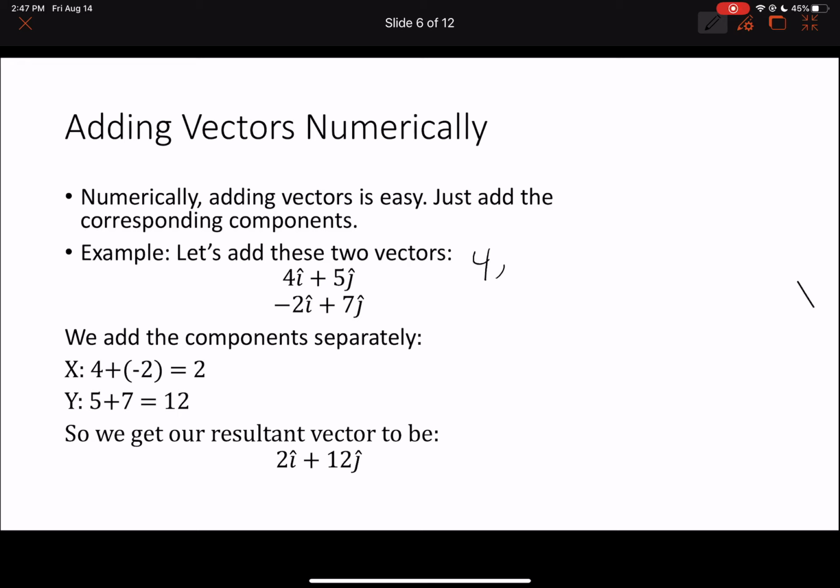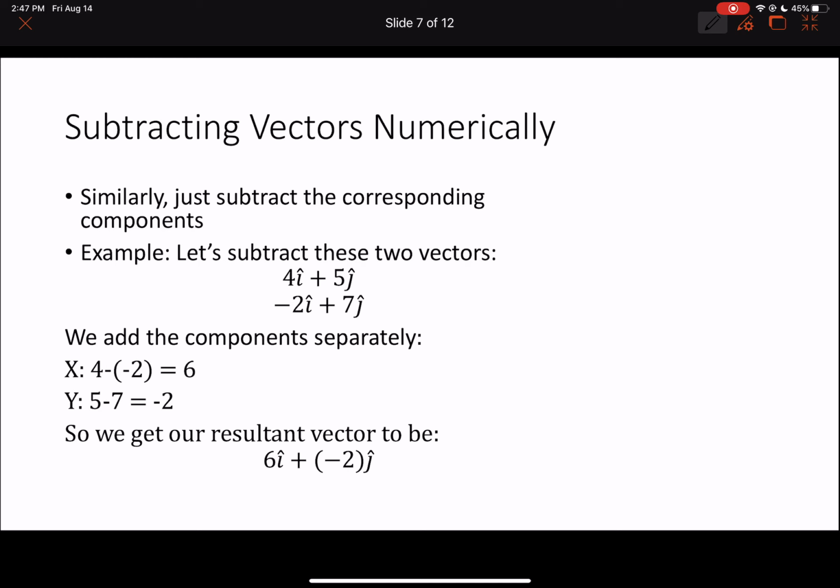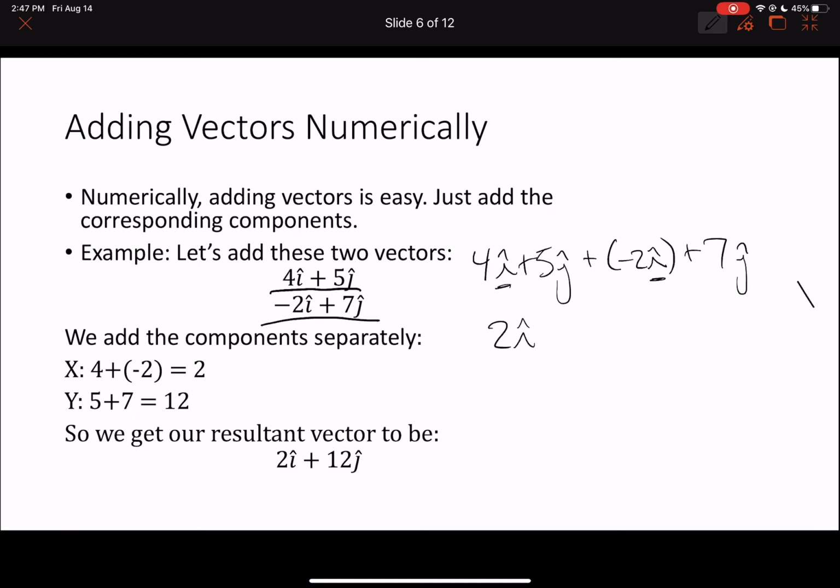And so if we have 4 i hat plus 5 j hat plus -2 i hat plus 7 j hat, if we add these two vectors here, all we're doing is adding like terms. We got an i hat and an i hat, so we're going to add them together. What's 4 plus -2? Well, we get 2 i hat. What is 5 plus 7? Whoops. 5 plus 7 is 12 j hat. And that's our result. All we're doing is adding the i hats and adding the j hats as if they're like terms.